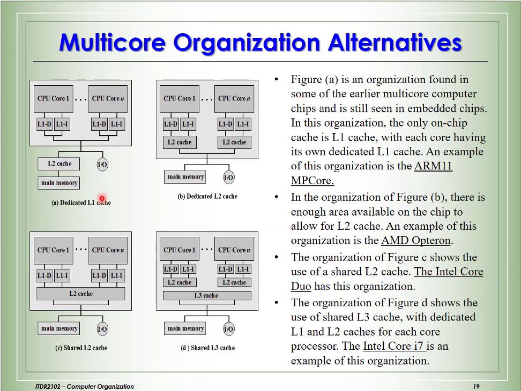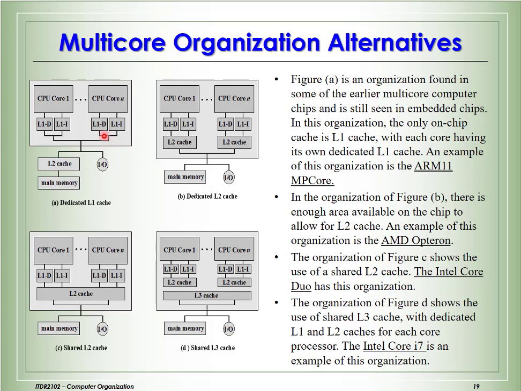Now here you can see there are 4 types of multi-core organization. These multi-core organizations depend on 3 things basically. First, number of core processors on a chip. Number 2, number of levels of cache on the chip, and then third is amount of shared cache.